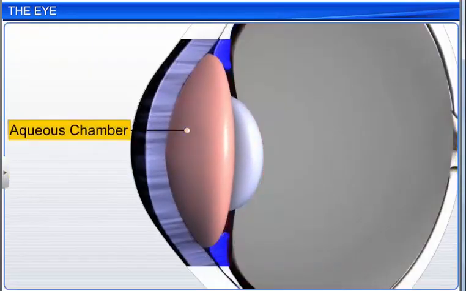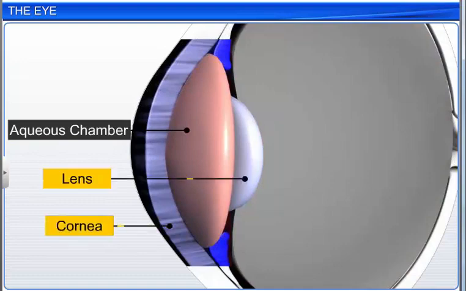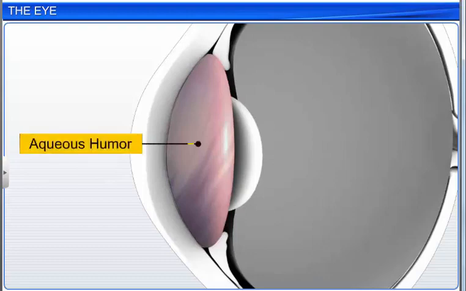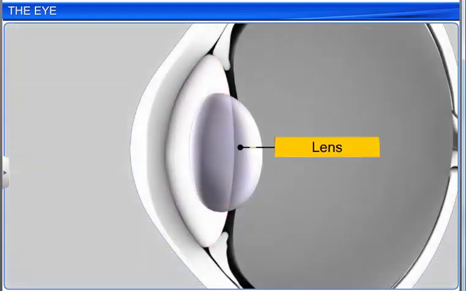The aqueous chamber lies between the cornea and lens. It is filled with a thin, watery fluid, an aqueous humor that provides nutrition to the lens and cornea.